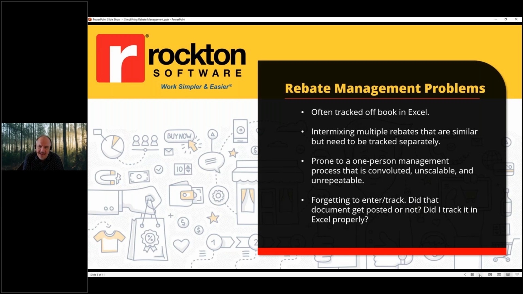But more problematic about things in Excel is that they tend to be single person managed, meaning there is the guru in your organization who knows how to do rebates.